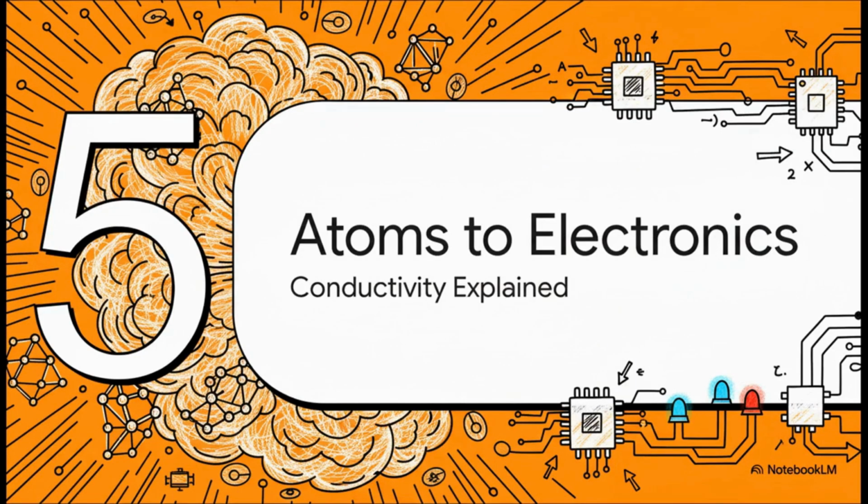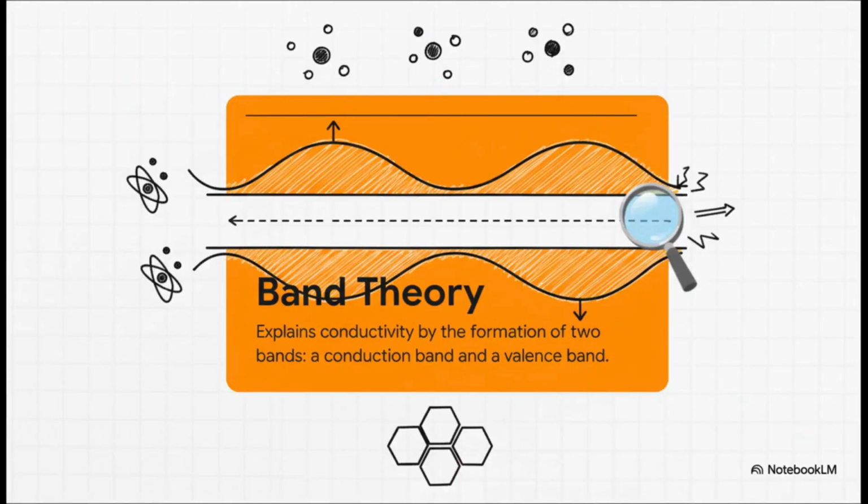So we have the bonds, we have the packing, and we even have these little, almost intentional defects. But how does all this atomic architecture actually translate into the real world? Well, it turns out those imperfections aren't just quirks. They are features we can control to create the technology that powers our entire lives, electronics. To get this, we need to talk about something called band theory.